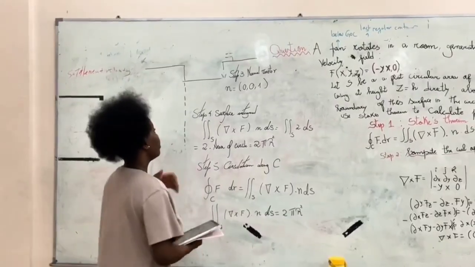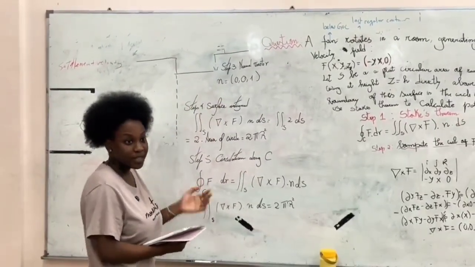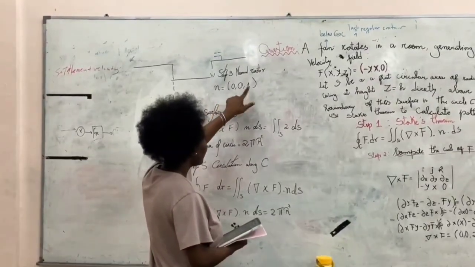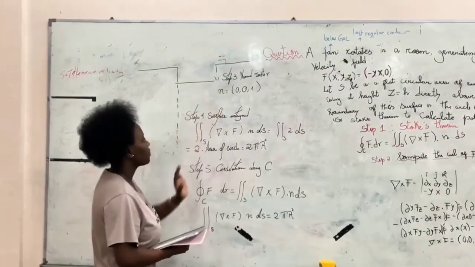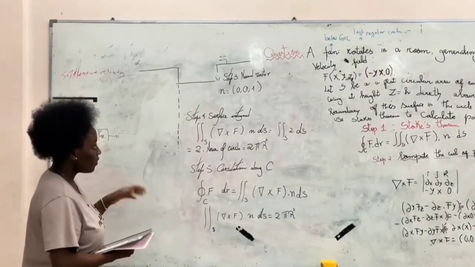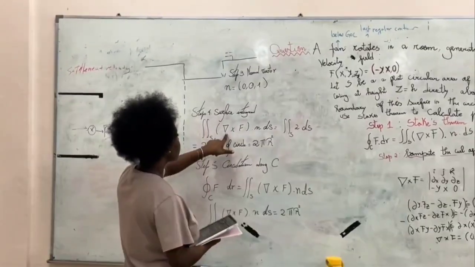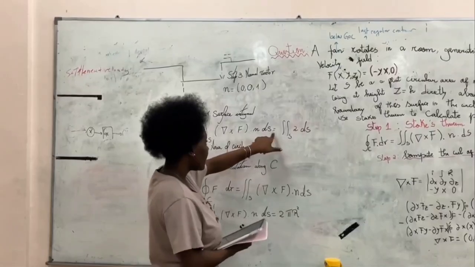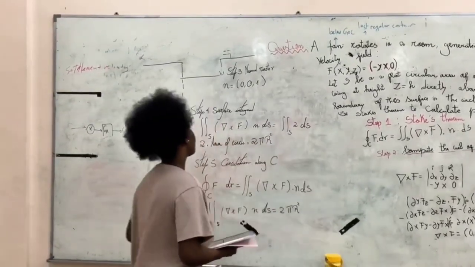And now I will continue with step 3, the normal vector. To find the normal vector, we need the partial derivatives with respect to x, y, and z. And we know the normal vector. Now we go to step 4, the surface integral of del cross F dot n dS. It's equal to the surface integral of 2 dS.